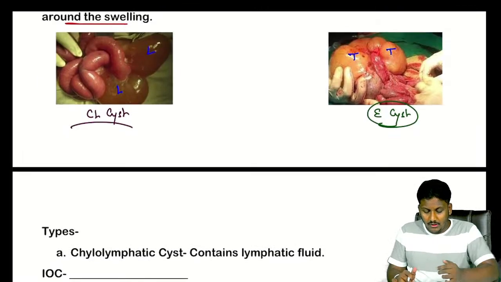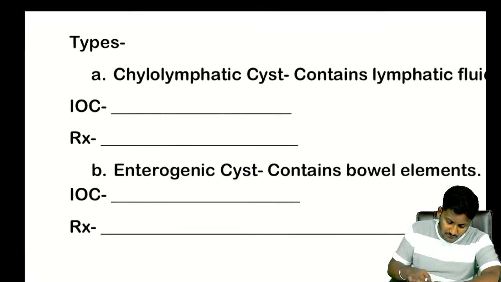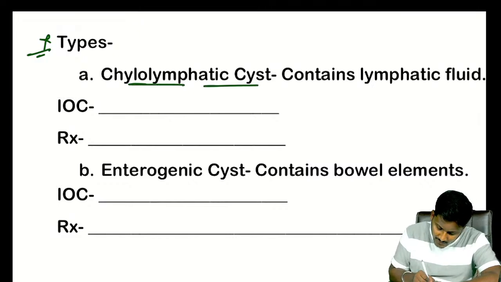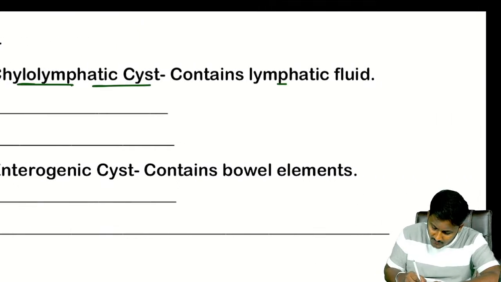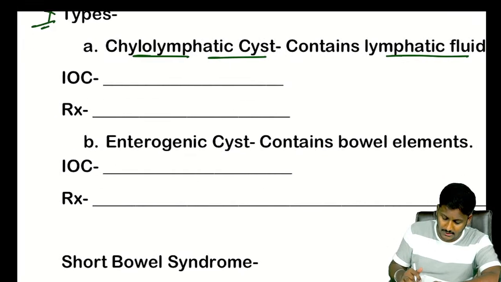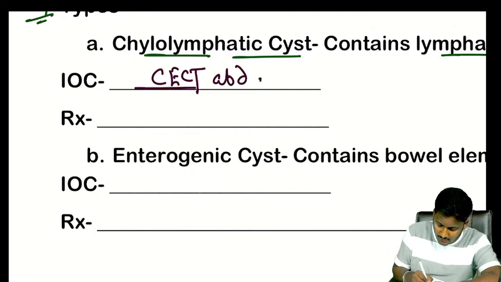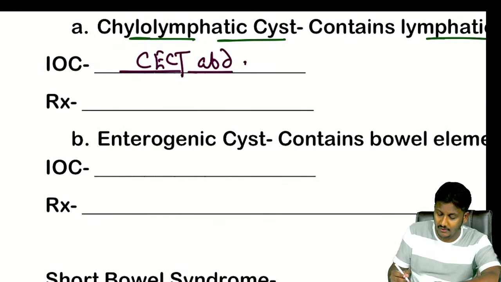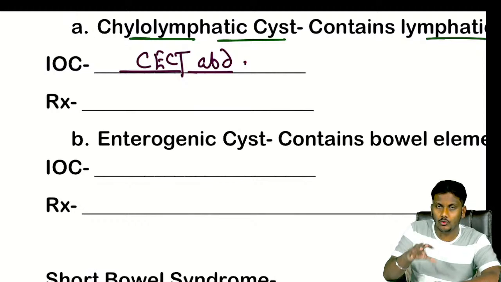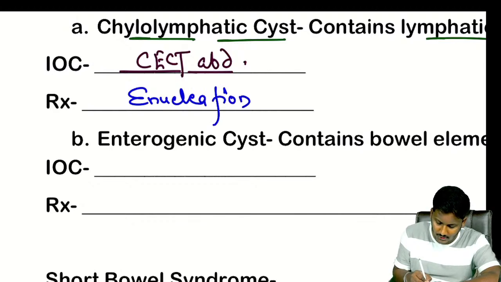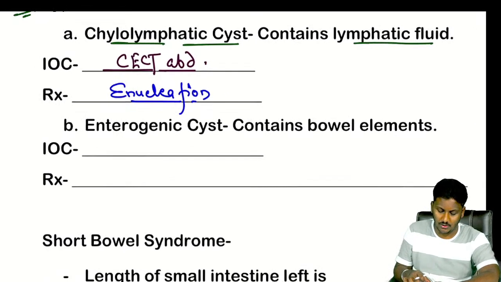So let's talk about the two types of cyst. The first one, as I told you, is known as a chylolymphatic cyst. The chylolymphatic cyst mainly contains lymphatic fluid inside the cyst or the mesentery. Investigation of choice is a CECT abdomen. Treatment has to be removal of that cyst only, and if I do only removal of that cyst, it is known as an enucleation. Removal of the cyst only is called an enucleation.